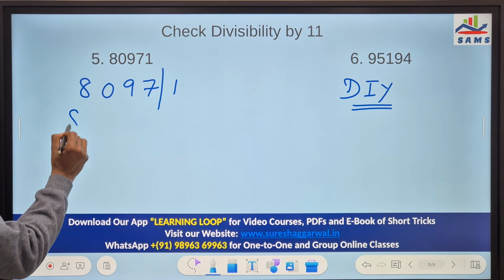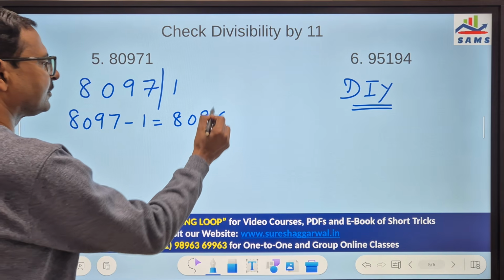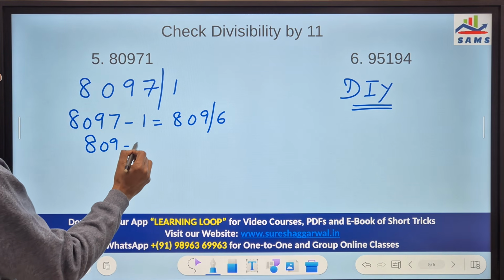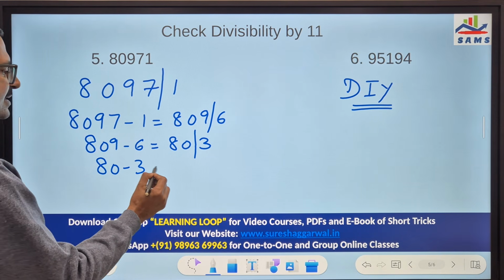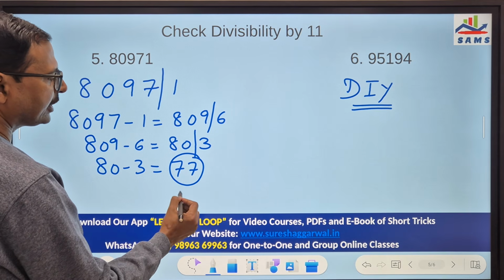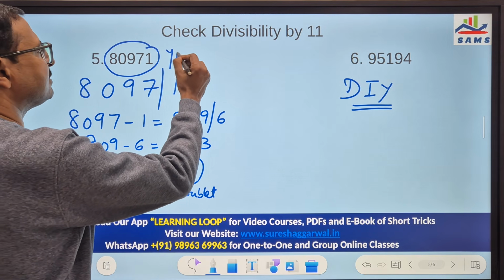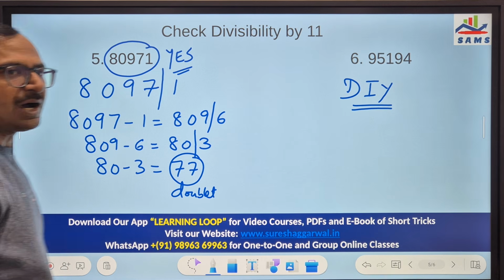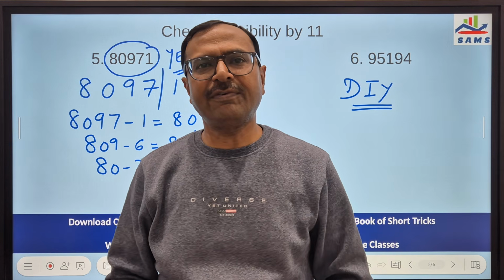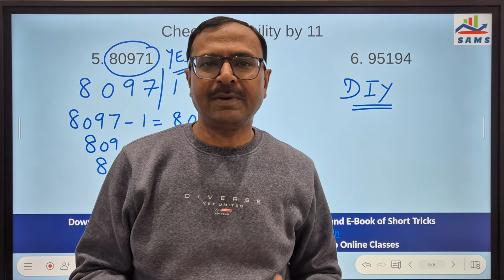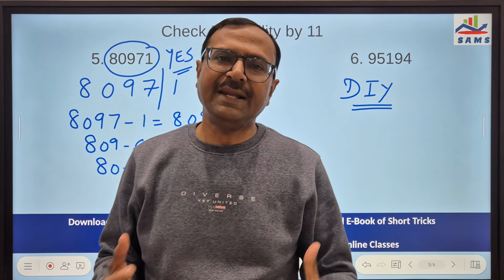80971. Separate out the last digit. 8097 minus 1 is 8096. 809 minus 6 gives me 803. 80 minus 3 gives me 77, and fortunately I got a doublet here, and once I get a doublet, I know that the entire number is divisible by 11. So you can see, friends, how quickly you can check divisibility by 11 just by a very basic skill of subtracting a single digit number from a big number. You can actually test whether a given number is divisible by 11 or not.